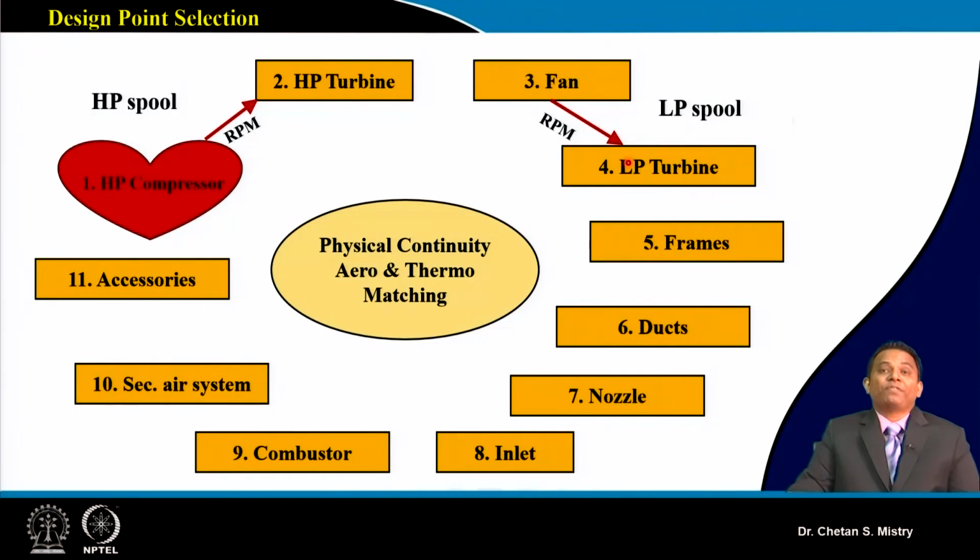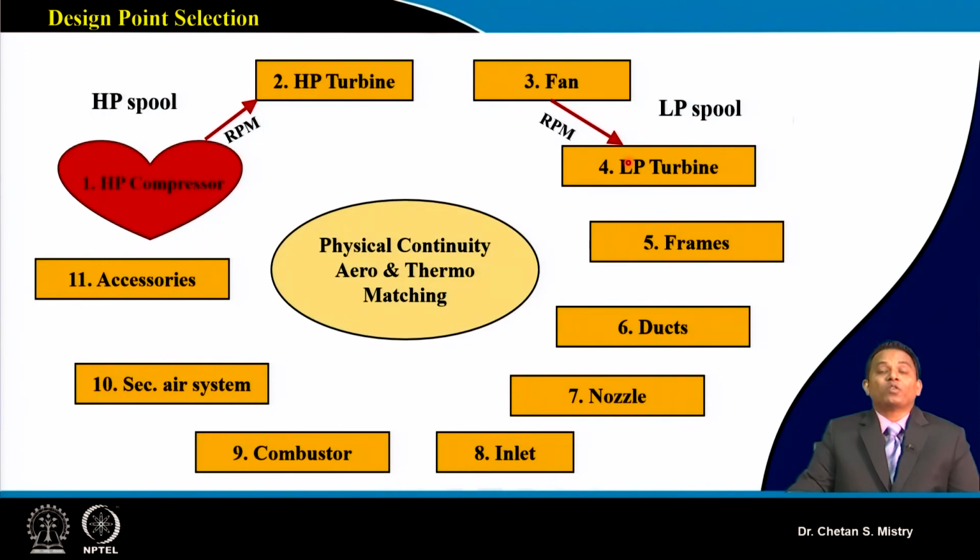Suppose we are designing the engine for a fighter aircraft. There we will have a lot of constraints in the selection of rotational speed, but at the same time I will not want my fan speed to be very low. That means a high rotational speed, and that can be achieved with fewer LP stages for the turbine.